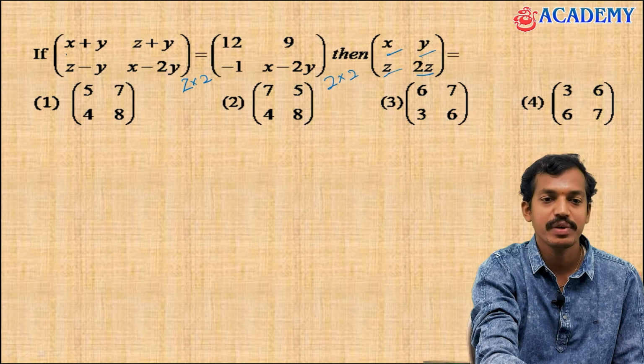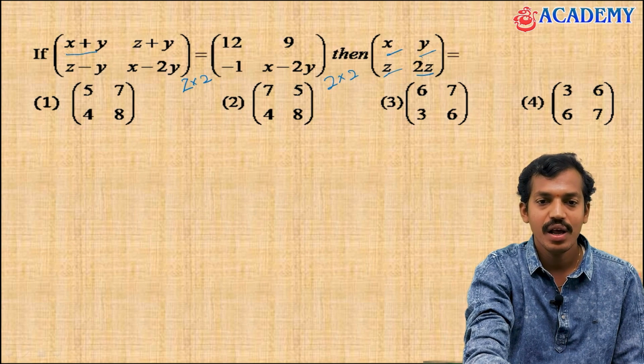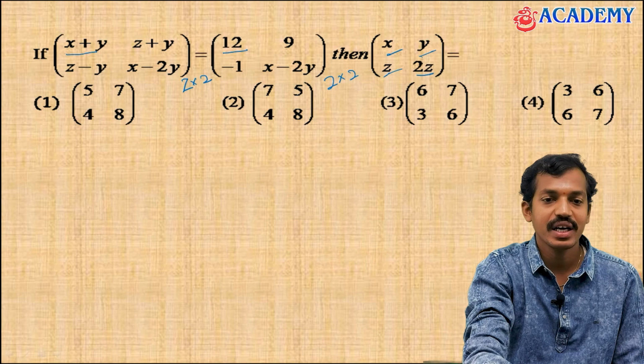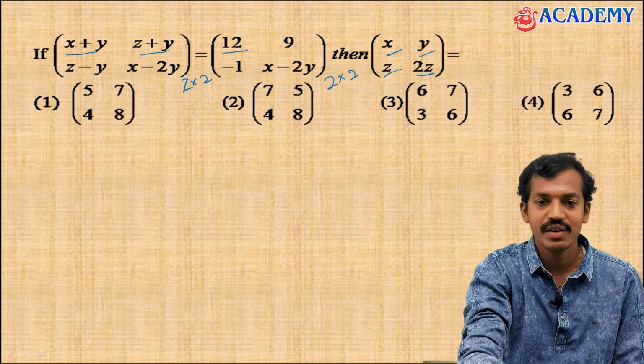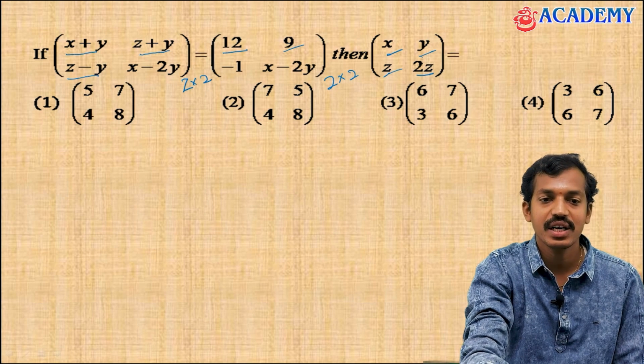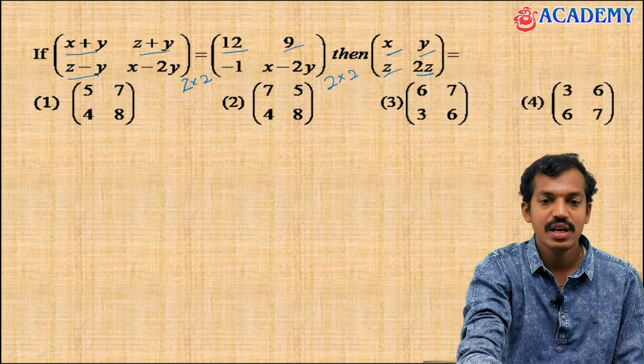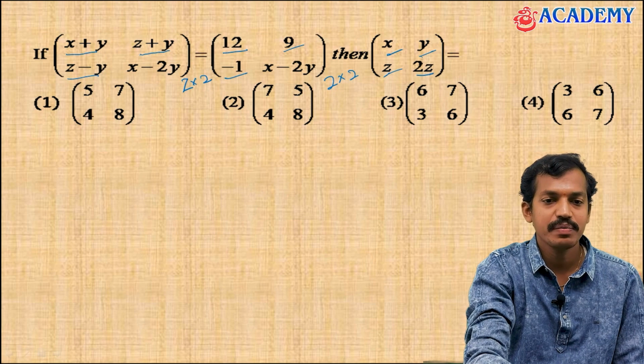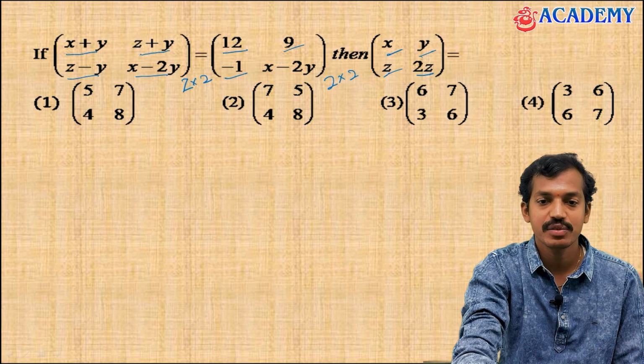And you can equate each and every element with the corresponding element in the other matrix. Here the first element is x plus y, and that value is 12. The first row second column element is 9, that is z plus y equals 9. And z minus y, the second row first column element, is minus 1. And x minus 2y is given as it is.